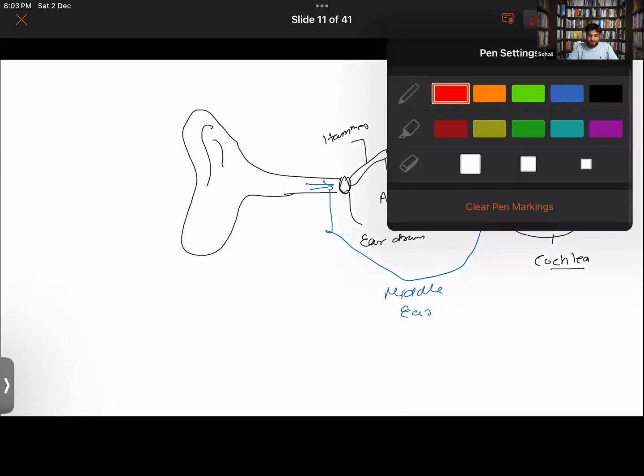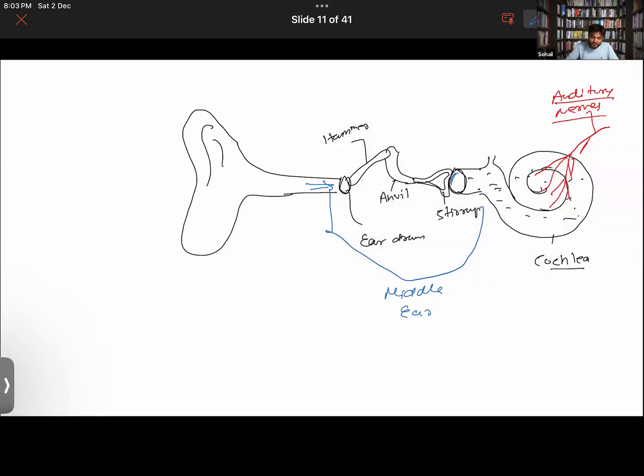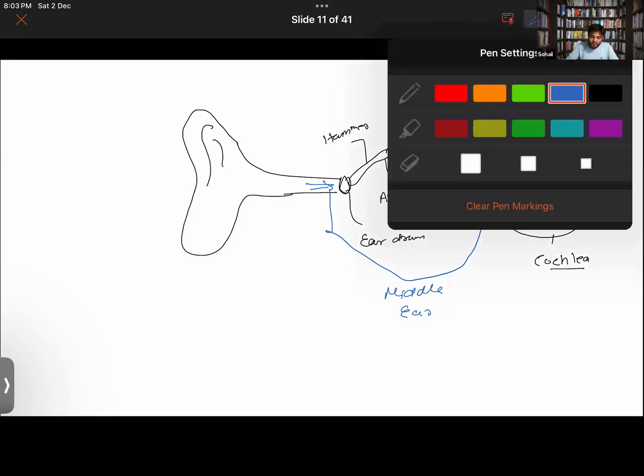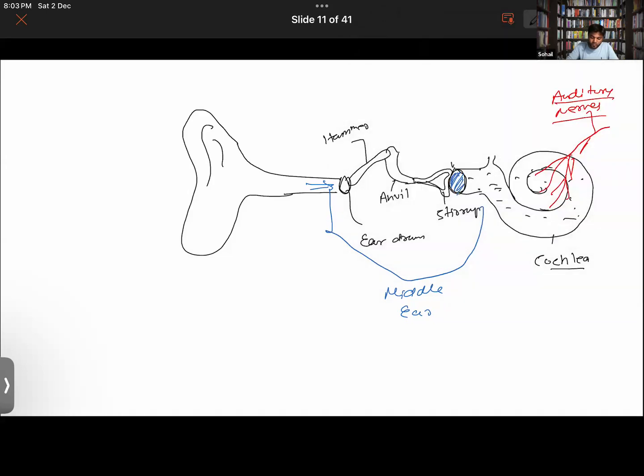So here you get to see this is an oval window. ये क्या है? एक oval window है. Right? So what happens now? The stirrup is now connected to this oval window. Getting it now? So the stirrup will now strike on the membrane of this oval window. इस oval window के ऊपर भी एक membrane होती है, right?